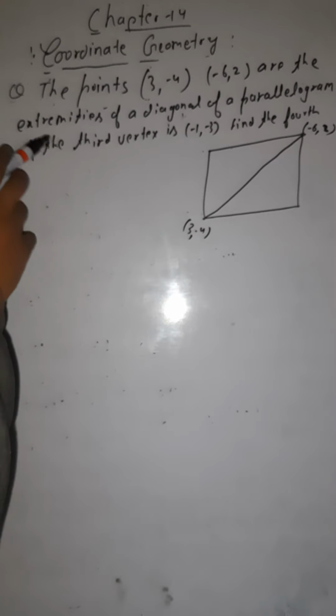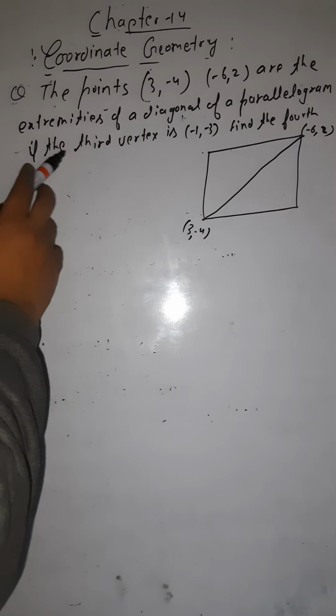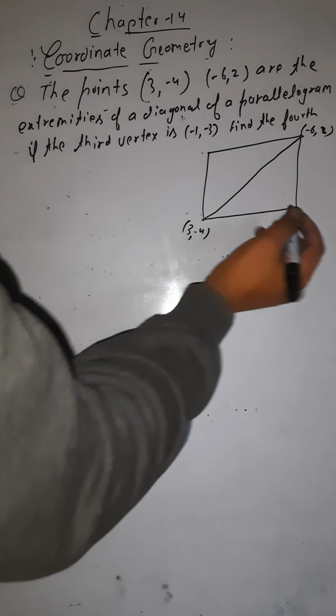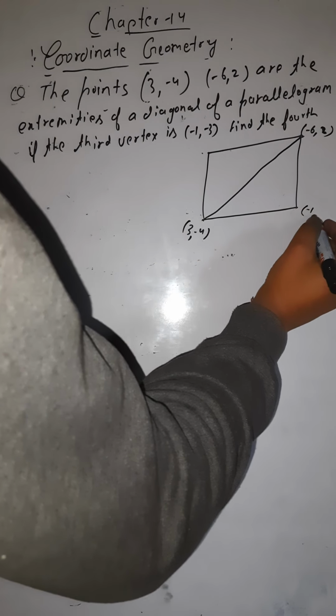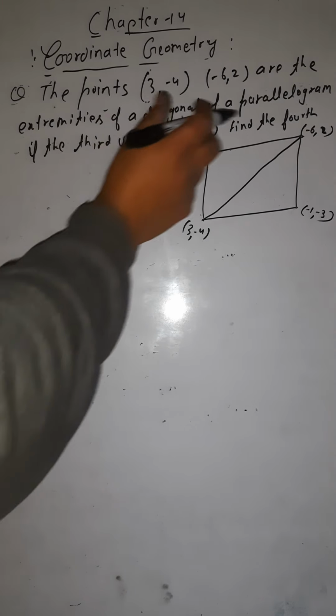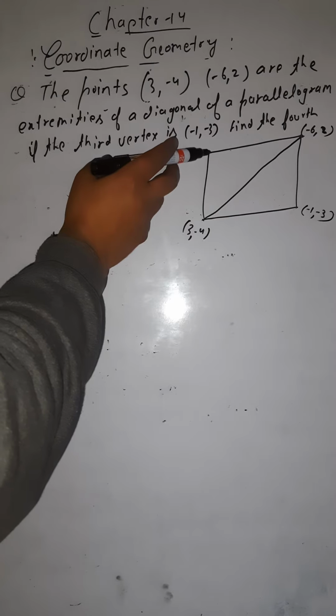One more thing, it is giving that of a diagonal, if the third vertex is minus 1 comma 3, third vertex you can take this also, you can take this also. I am taking this one. So the coordinates of this vertex have been given as minus 1 comma minus 3. So you have to find out the coordinates of the fourth one.